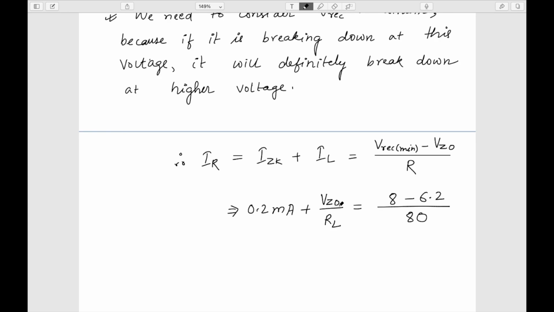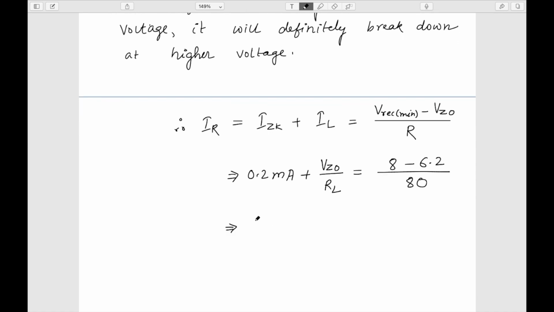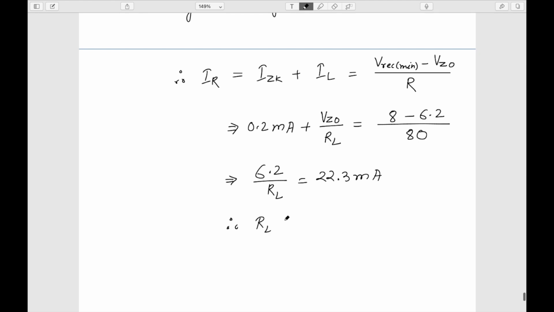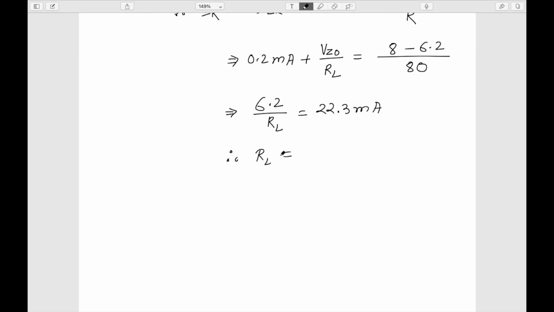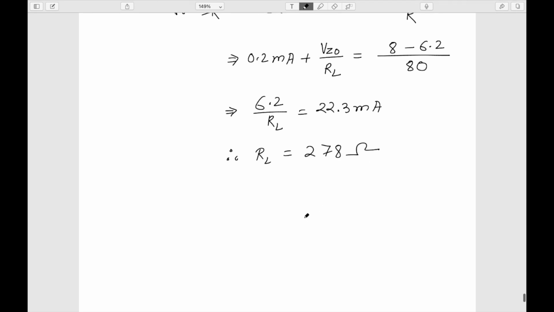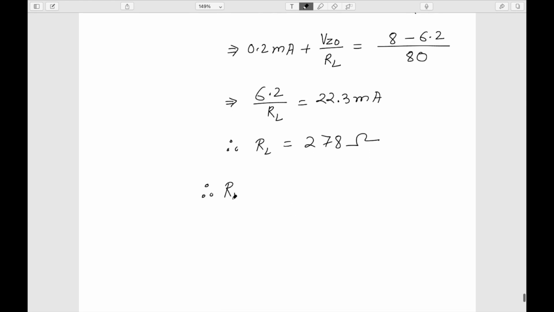And if we just evaluate, again we can make this VZ0 also 6.2. So basically 6.2 by RL will be equal to, or therefore, this leads to RL of 278 ohms. Therefore my RL should always be greater than 278 ohms. So this concludes the calculation of the R and the RL.